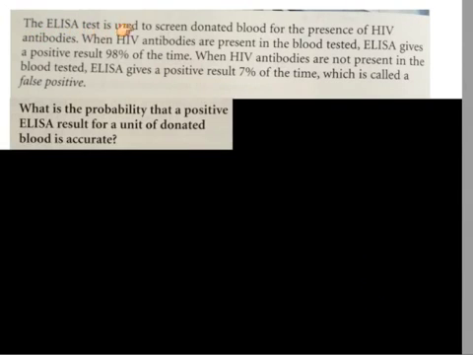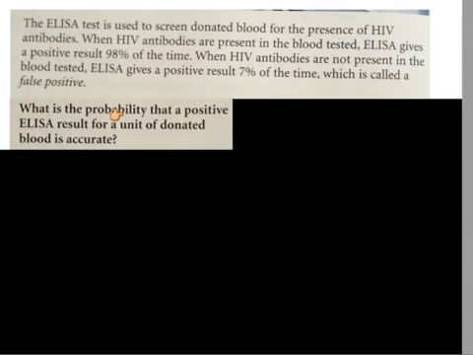The ELISA test is used to screen donated blood for the presence of HIV antibodies. When HIV antibodies are present in blood tested, ELISA gives a positive result 98% of the time. When HIV antibodies are not present in the blood tested, ELISA gives a positive result 7% of the time. And it's of course a false positive, because if it's not present, then you do not have HIV, and 7% of the time it tells you do.